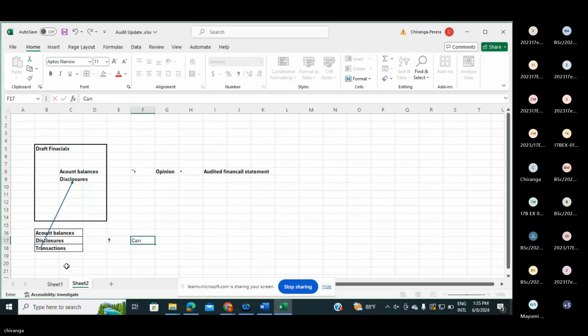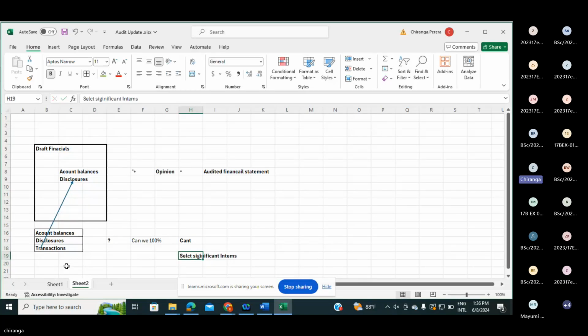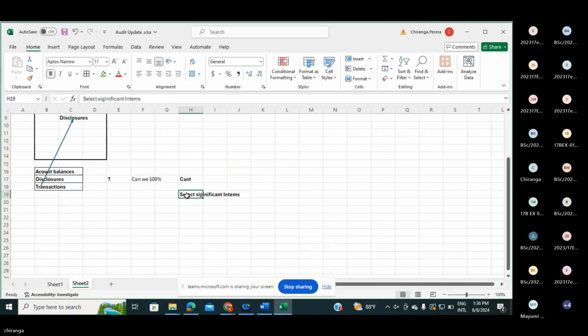Can we audit 100%? The answer is we can't. So then what do we have to do? We have to select significant items to audit, right? To do the selection, we did a step. What is that? We calculated the materiality levels, right? To do the selection.